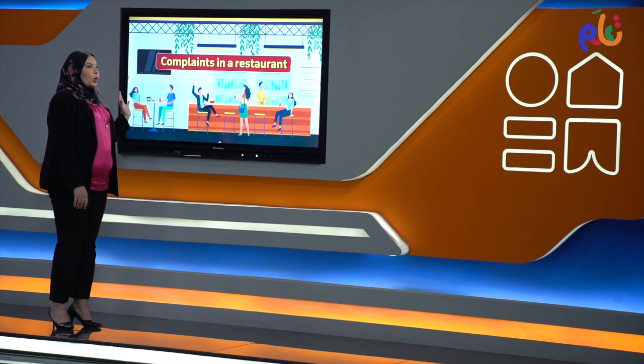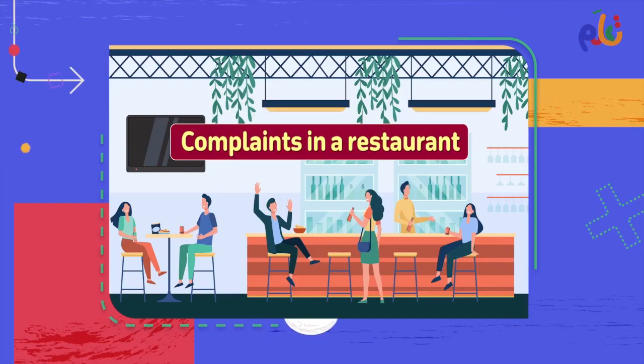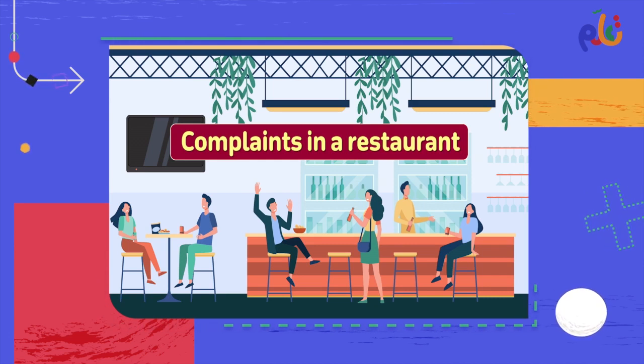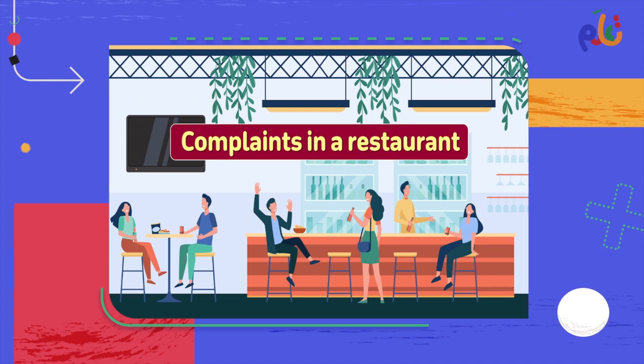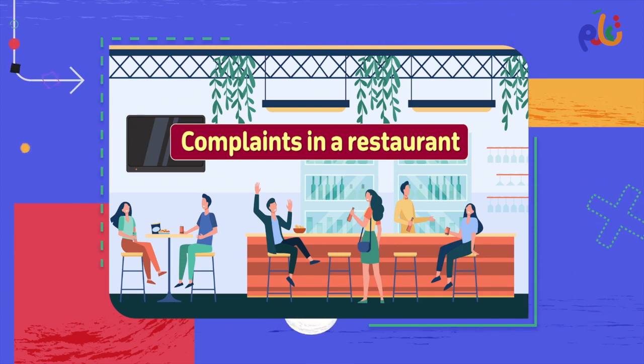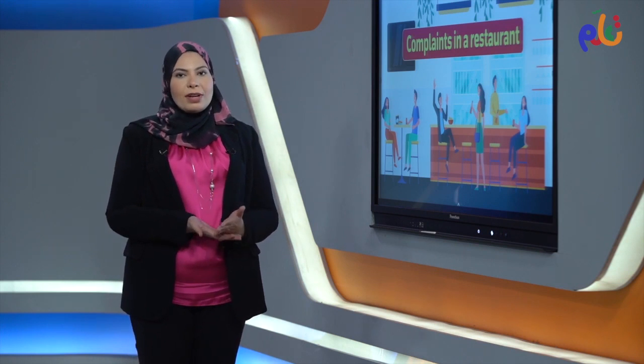And now we will look at complaints in restaurants. So we have seen what might be wrong with things that you might buy from a clothes shop. And we also have a restaurant. So what might you face when you go to a restaurant? What problems or what complaints might you make in case you are in a restaurant?